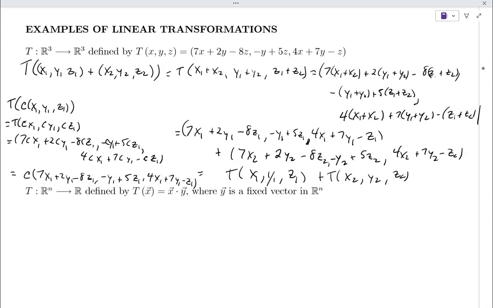Since there's a constant absolutely everywhere, I guess technically I'm doing that in two steps, right? I'm pulling the c out of that sum, pulling the c out of that sum, pulling the c out of that sum, and then pulling the c all the way out in front of the vector, right? Recognizing it as a scalar multiplication. And then finally, that's exactly how our transformation is defined.